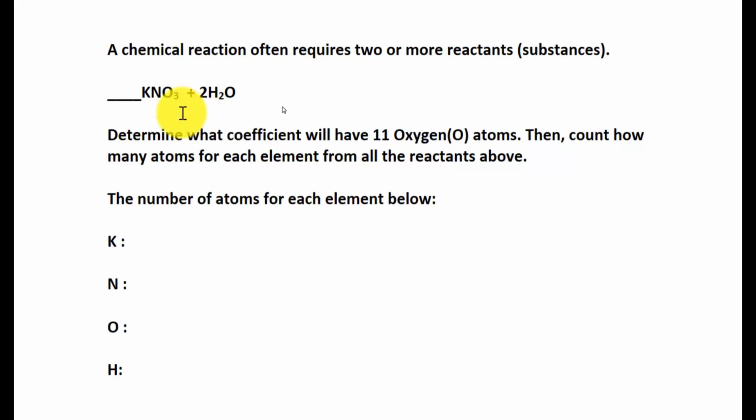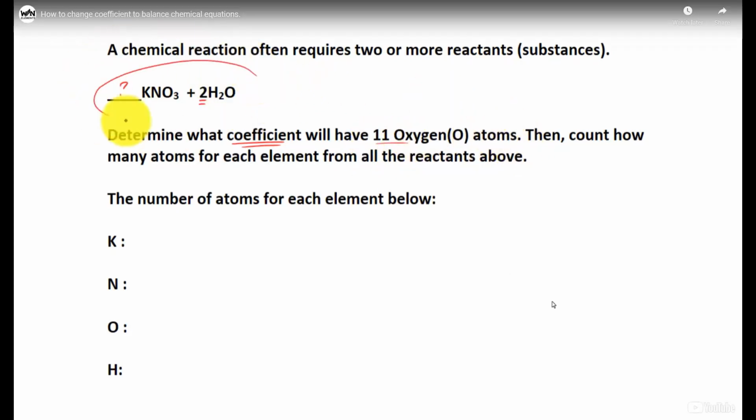Well, let's look at this example. We have two reactants, 1, 2. And the task is determine the coefficient. Notice water has a coefficient of 2, and this one, we don't have the coefficient. So what coefficient will have 11 oxygen atoms? The whole entire thing has.